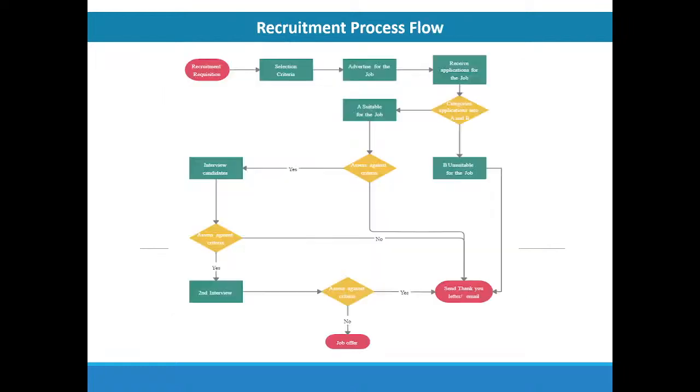And so next we can move to the recruitment process flow. So here first we have to create the recruitment requisition, then selection criteria, then we have to advertise for the job, then receive applications for the job, assess suitability for the job, and also categorize applications into A and B. Okay, so assess against criteria. So yes, interview the candidate, assess against the criteria. Yes, so you have to do the second interview.